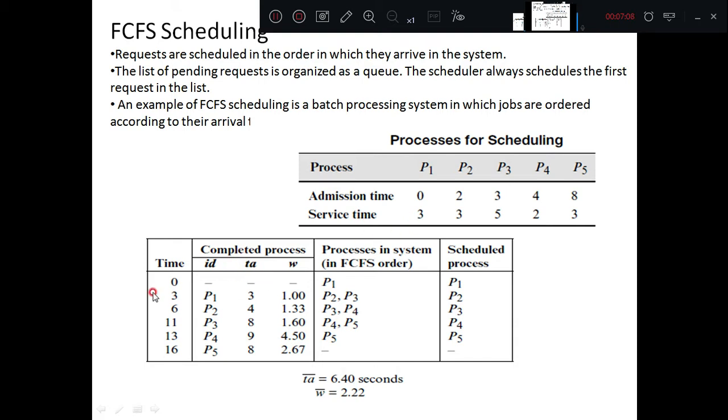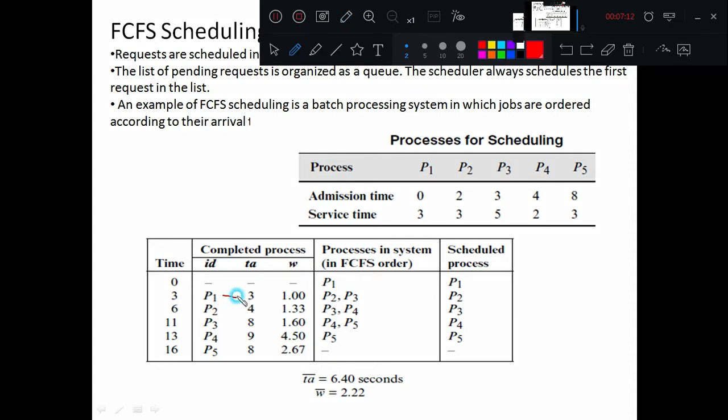Weighted turnaround time is the ratio of turnaround time to its own service time. So what is the turnaround time of process P1? It is 3, right? So 3 divided by its service time. Its service time is also 3. So 3 divided by 3 is equal to 1. So the weighted turnaround time of process P1 is 1.